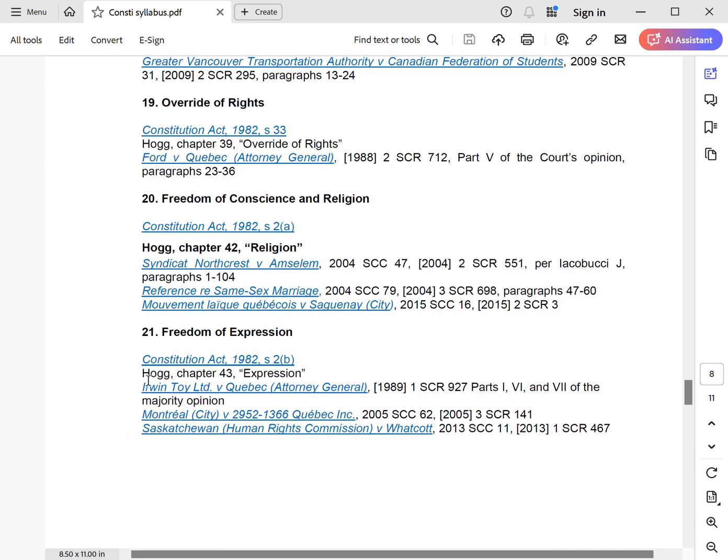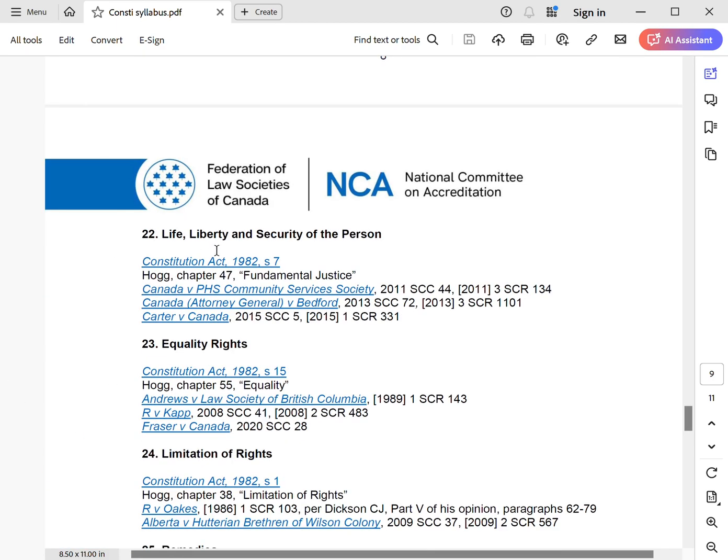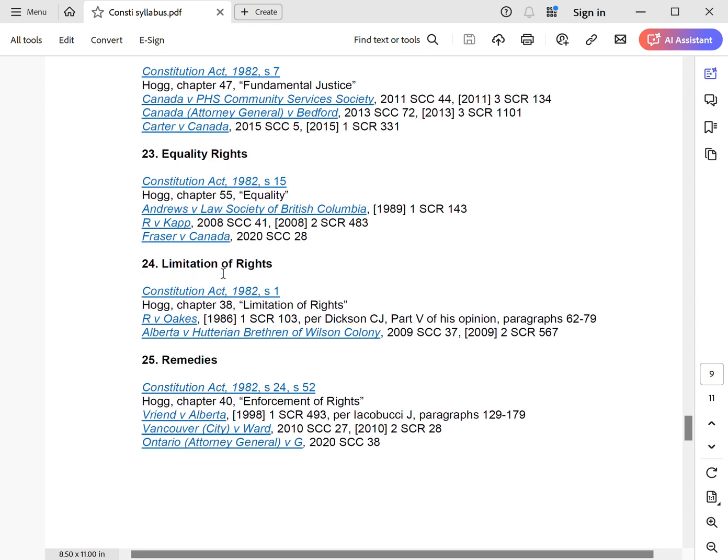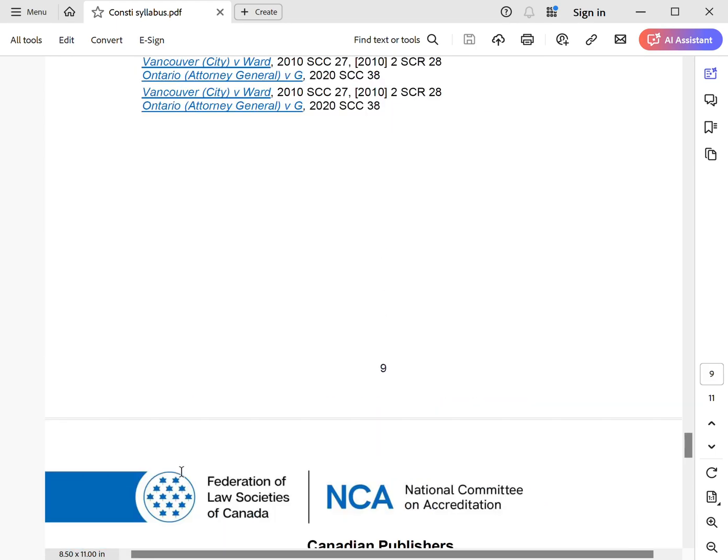Simultaneously, the cases are also mentioned. Then we come to section 2(b), freedom of expression, and section 7, which talks about life, liberty and security of the person. Then there is the equality right, section 15, and all the cases with regards to equality rights are also mentioned. Then there is the limitation test, section 1, in which a very important case is mentioned, R versus Oakes. And at last we talk about remedies, given in section 24 and section 52, and with regards to the same, a lot of cases are also given.